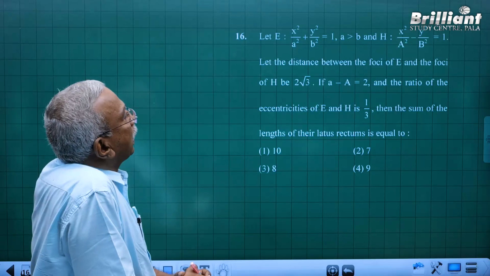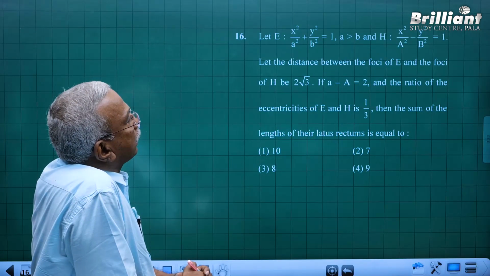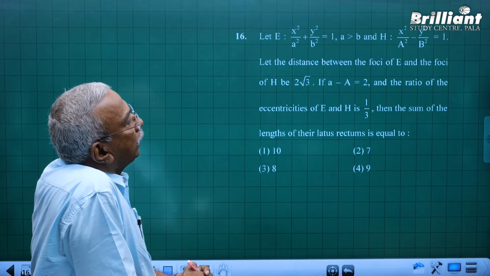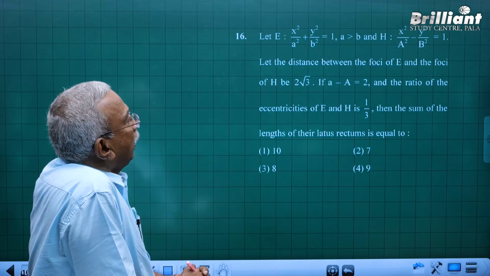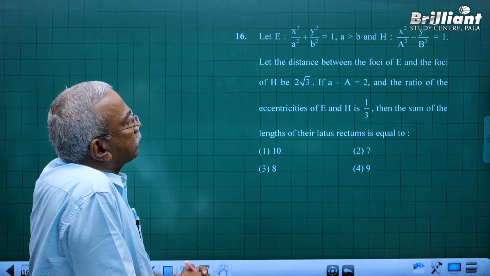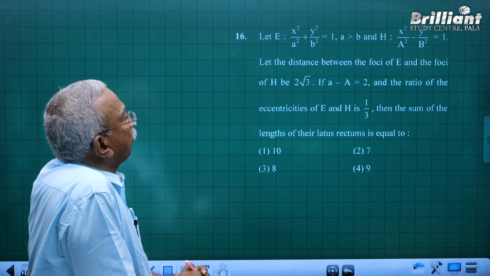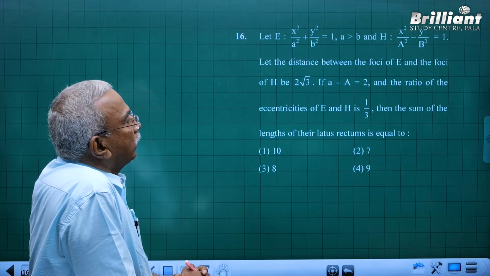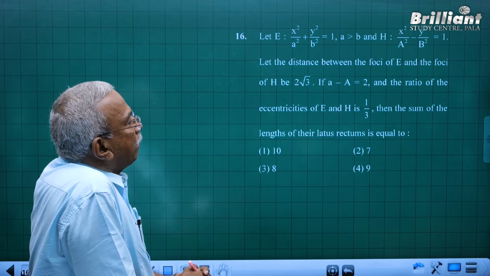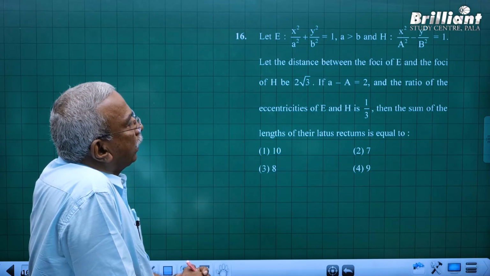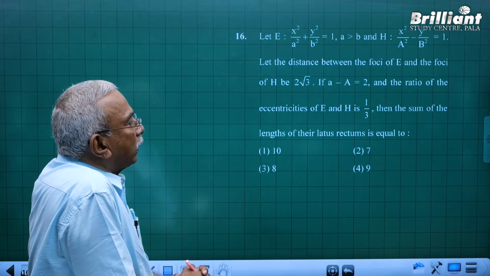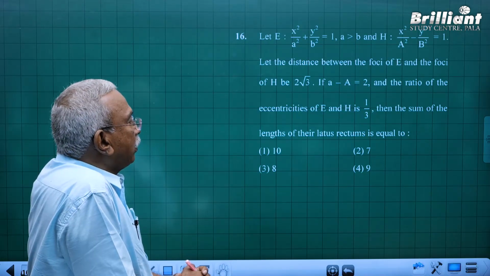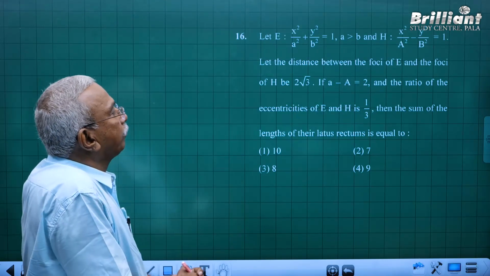There is an ellipse x square by a square plus y square by b square equal 1, where a is more than b, and a hyperbola x square by a square minus y square by b square equal 1. The distance between the foci of the ellipse and that of the hyperbola are 2 root 3, and a minus b is 2. The ratio of eccentricities of E and H is 1 by 3. Then the sum of the lengths of their latus rectum is.